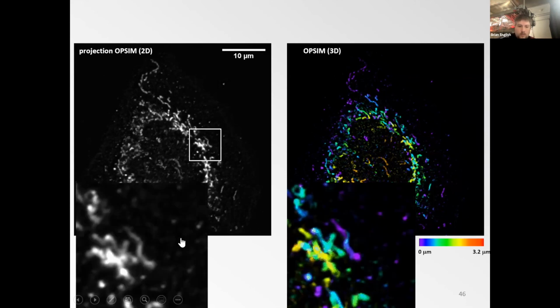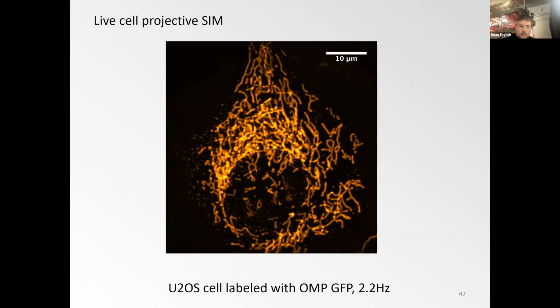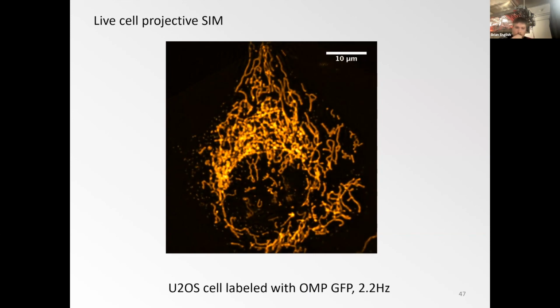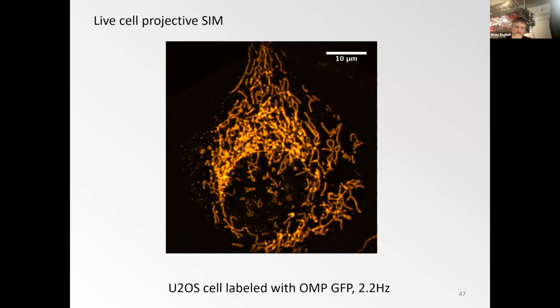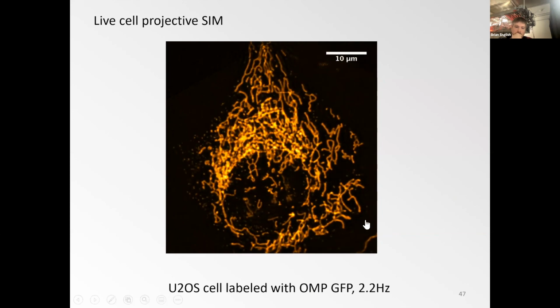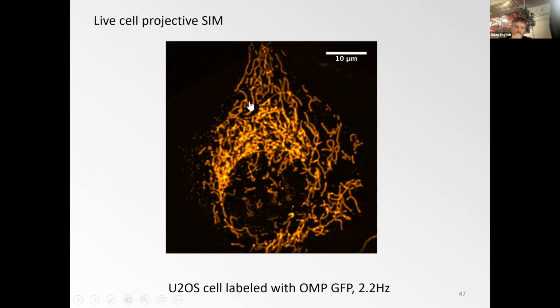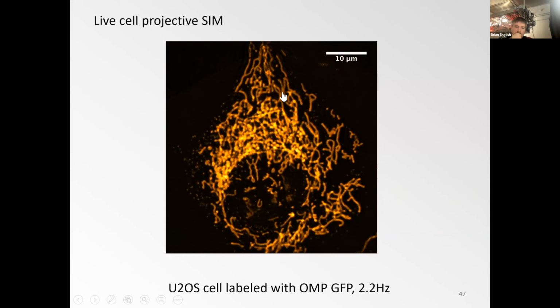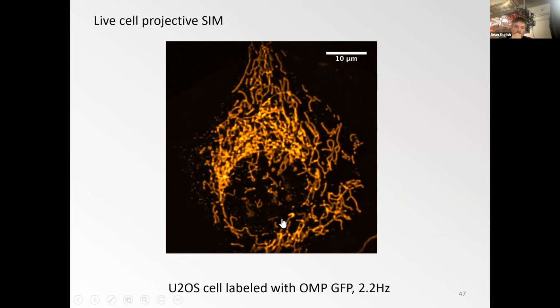And if you look here, you can see similar structures. However, here they come from different z-planes. And here, this is volumetric imaging. We have not yet increased the speed by an order of magnitude. It's at 2 Hertz, and the fastest we went was about 4 Hertz. But this is fast enough for these mitochondria. Here you see one nice nanotube shooting out.